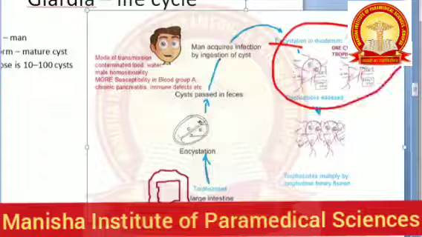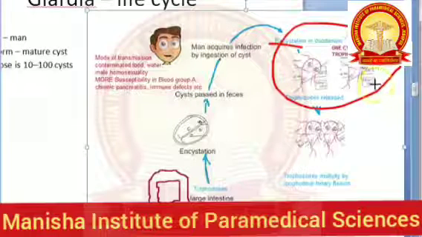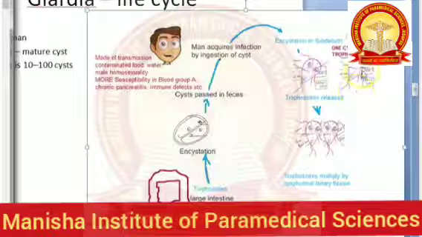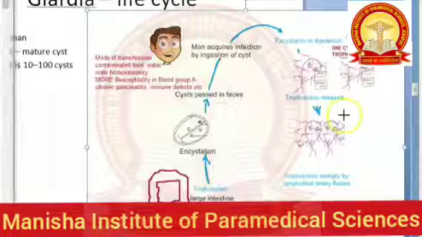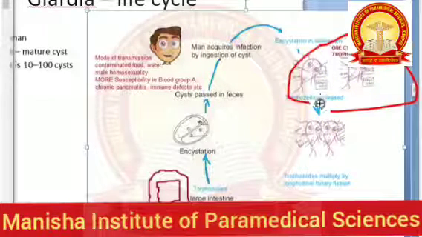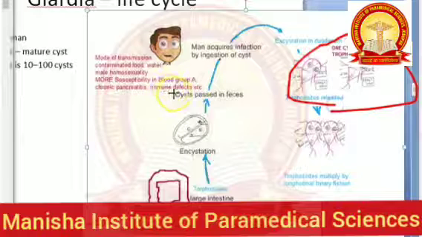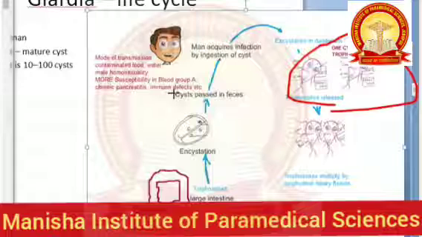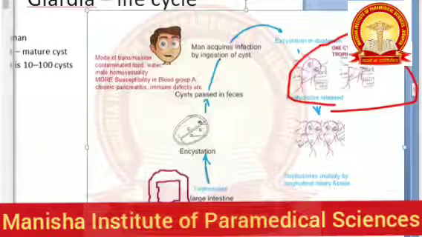one cyst gives 2 trophozoites. This is very unique, right? You never heard of something like this. One cyst is giving 2 trophozoites. That is the only speciality in Giardia. One cyst gives 2 trophozoites. Giardia lamblia. Yeah, that's right. In Giardia lamblia, this unique thing is there where one cyst gives 2 trophozoites, okay?